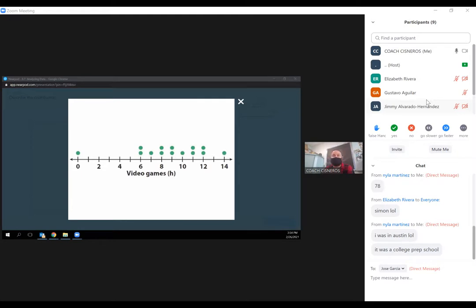What's the next thing you should say? Unusual features? Okay. So is there an outlier, you guys think? Yeah, I think 0 is probably an outlier. It's pretty far out there. So there's an outlier at 0. That should be the next thing you should say.